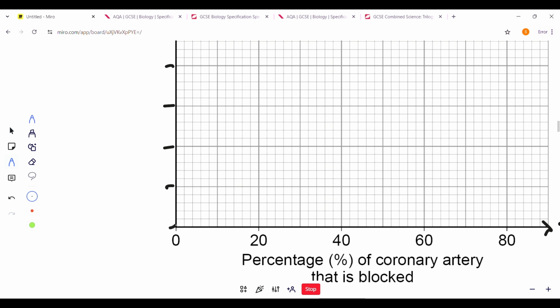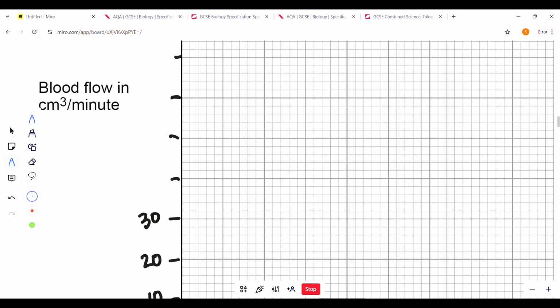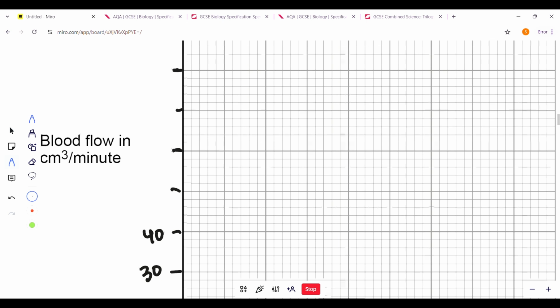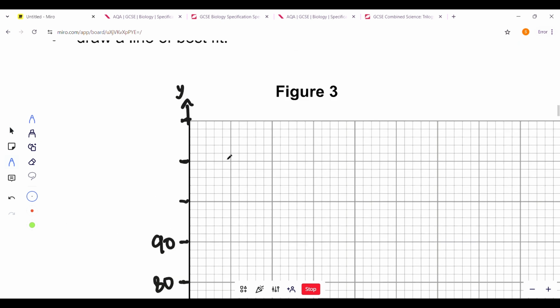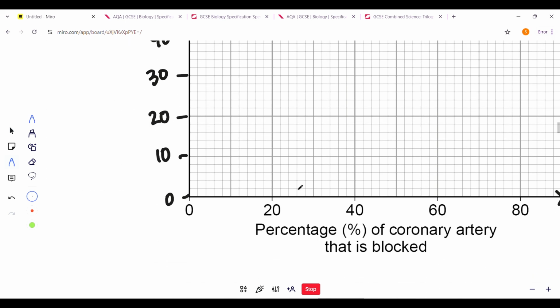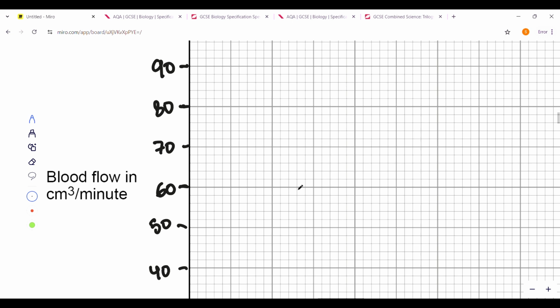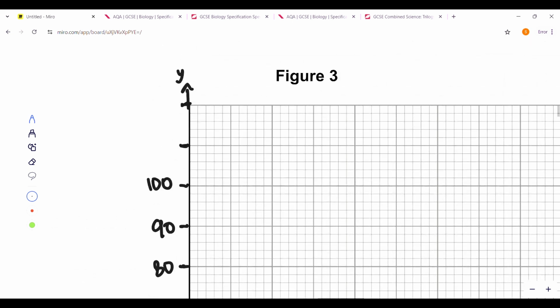You can also write 0 here. 10, let's write 20, 30, 40, 50, 60, 70, 80, 90, and 100. Oh wow, so we've got more than enough space here, and we've got an appropriate axis. I will be able to clearly show each of my points, right?